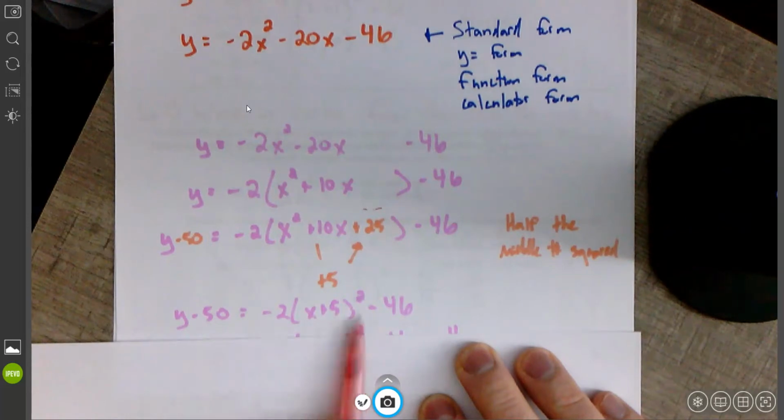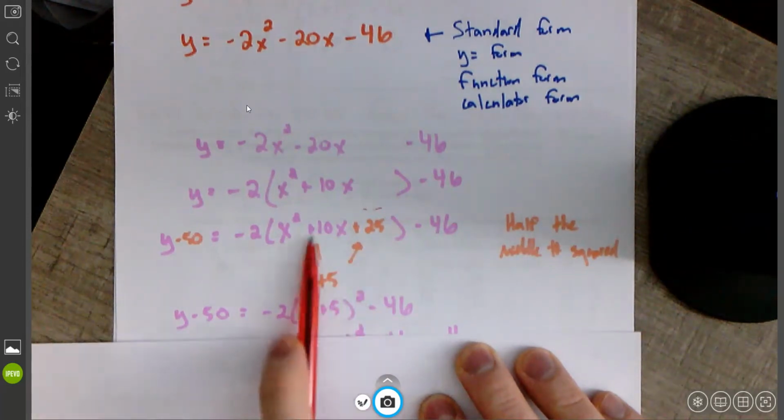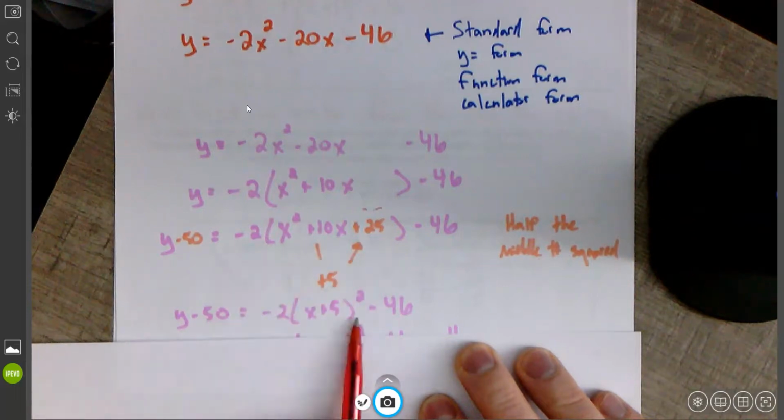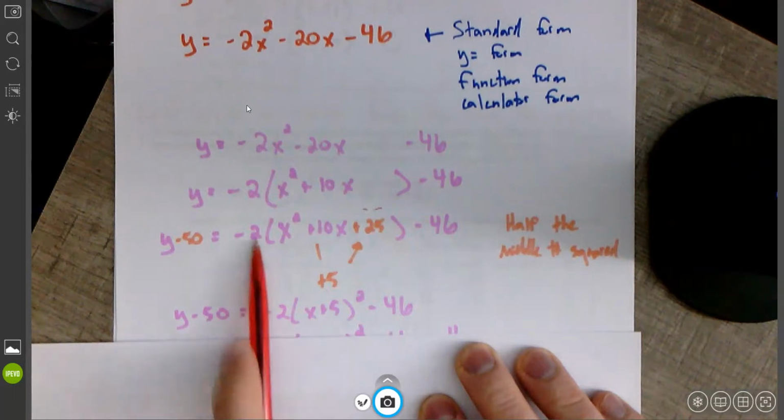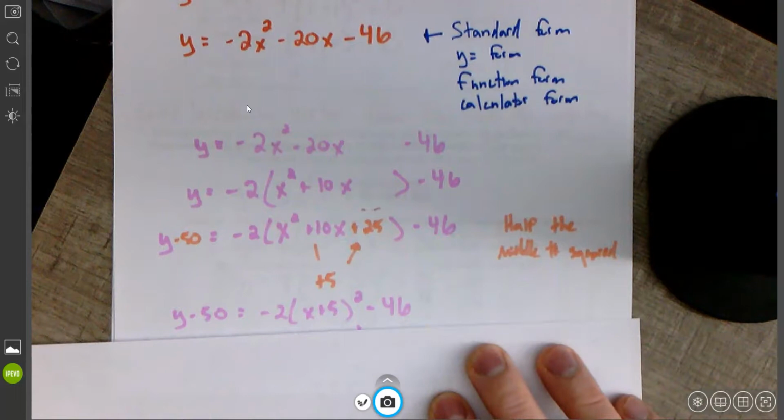We turned it into x plus 5 squared by doing this little pattern thing right here. So half the middle number squared would factor to x plus 5 and x plus 5, which is x plus 5 squared. We have the negative 2 sitting out front. We have this minus 46. That only leaves us with one thing to do to get y by itself and be in vertex form, and that's add the 50 back over.